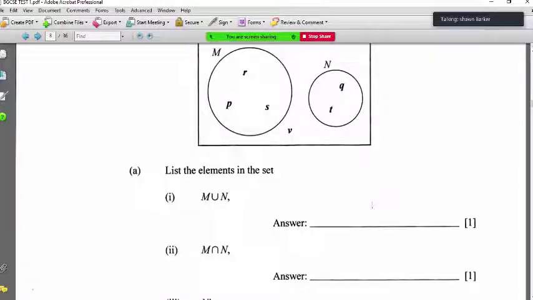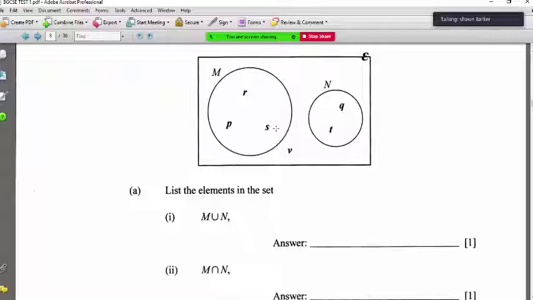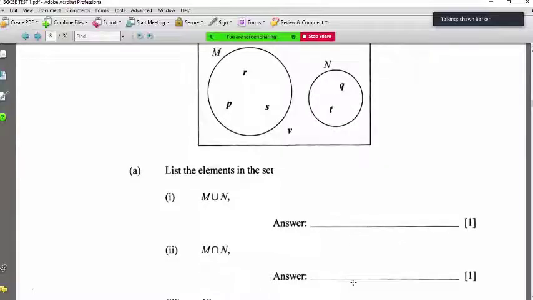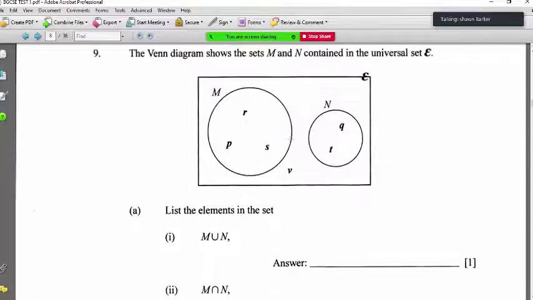So now the question is M intersection N. Are there any elements that are in both M and N? And the answer would be no. So this would be the null set. So I would write a 0 here with a line through it, because there's no intersection between M and N.